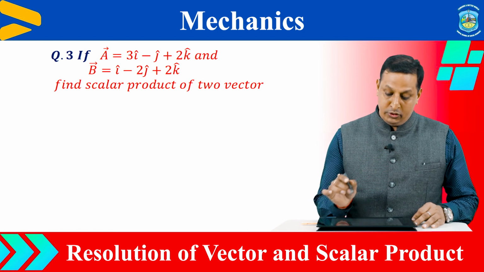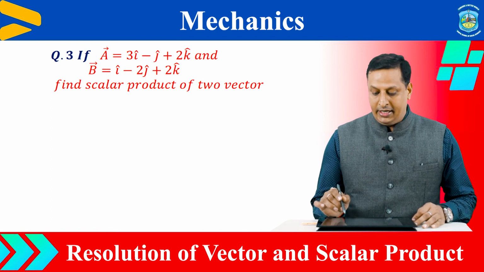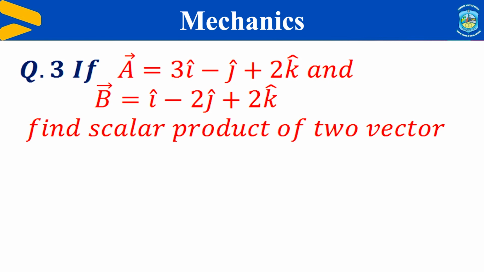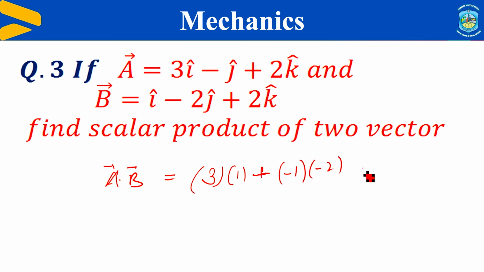Here in this question, we are given two vectors, vector A and vector B, and we have to find the scalar product of these two vectors. Simply, what we have to find is A dot B. That is the scalar product of these two vectors, and that will be ax bx plus ay by plus az bz. It will be 3 into 1 plus minus 1 into minus 2, plus 2 into 2. Means the dot product is equal to 4 plus 3 plus 4, that will be equal to 11.